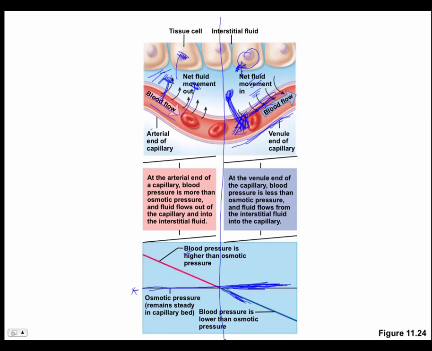Okay, so this is very key. Also, something very important to know for exam number 3 is that the driving factor to bring nutrients out is going to be blood pressure, while bringing deoxygenated blood back in and maintaining that blood volume is going to be osmotic pressure. And so that's it, and that's the end of chapter 11.